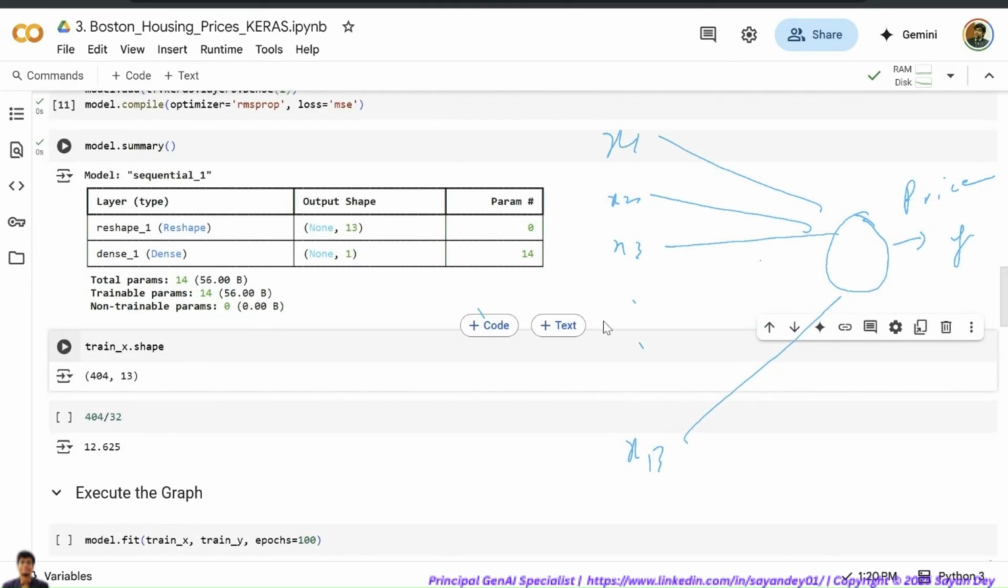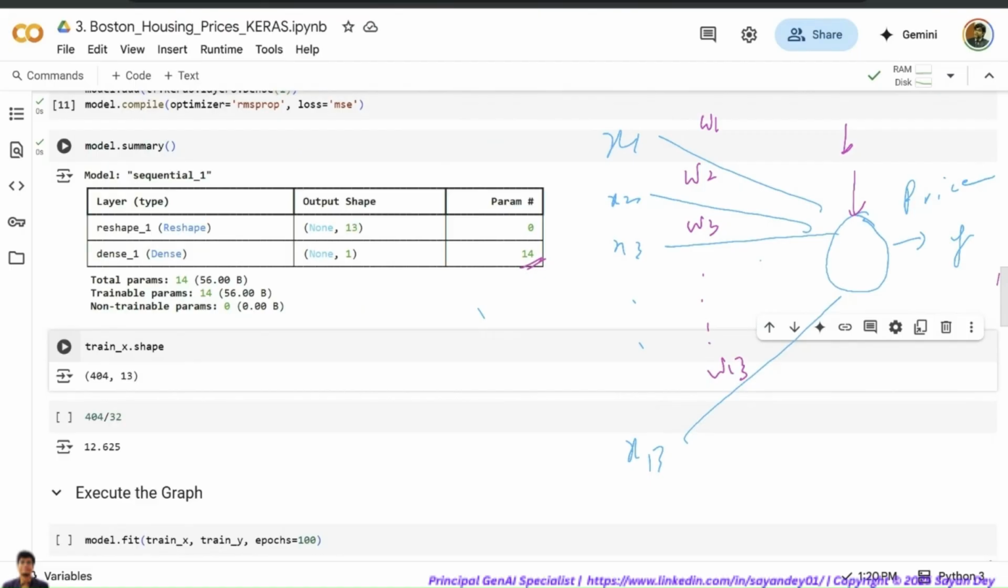And the model summary is exactly what I explained. You can see there are 13 inputs and there is one output. And you can also see that there are total 14 parameters. Why are there 14 parameters, friends? There are 14 parameters because, what are you primarily trying to learn? You are trying to learn 13 weights, W1, W2, W3 up to W13, and one bias. So total there are 14 parameters that you're trying to learn.